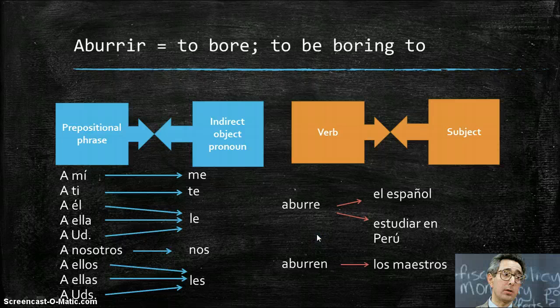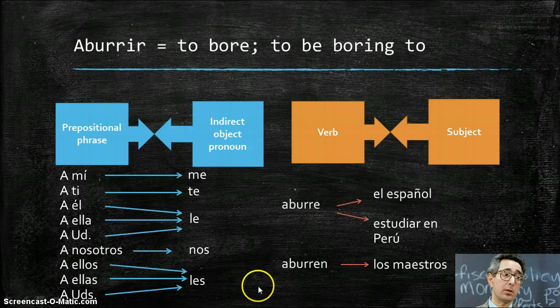A nosotros nos aburren los maestros. Los maestros is plural, so I'm going to use the plural form of the verb. Teachers are boring to us. So you can see how the verb interesar and aburrir both work like the verb gustar.